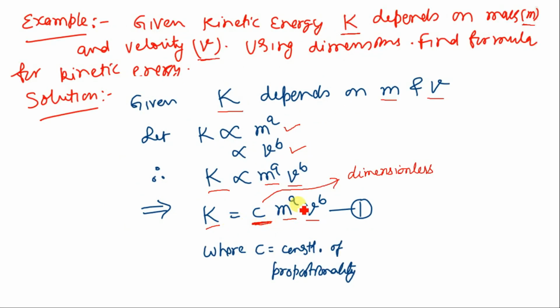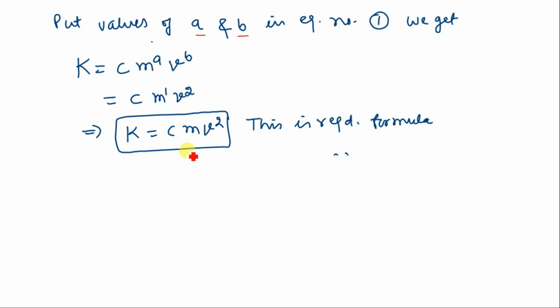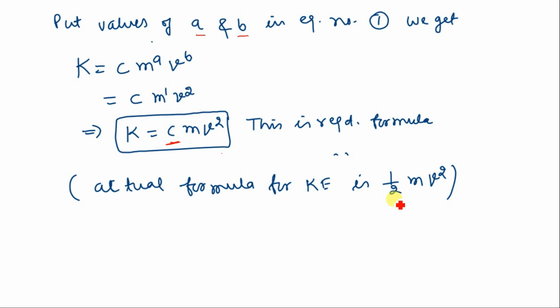Now we can put these values of a and b in equation number 1. Let us see what will be the formula. So the obtained values of a and b are now put in equation number 1, and hence the formula of kinetic energy becomes C m v square. Please remember that the value of the constant of proportionality is not given to us, so we have written it as C. But in actual practice, the formula for kinetic energy is half m v square. Actually, this half is nothing but this constant of proportionality C. Thank you.